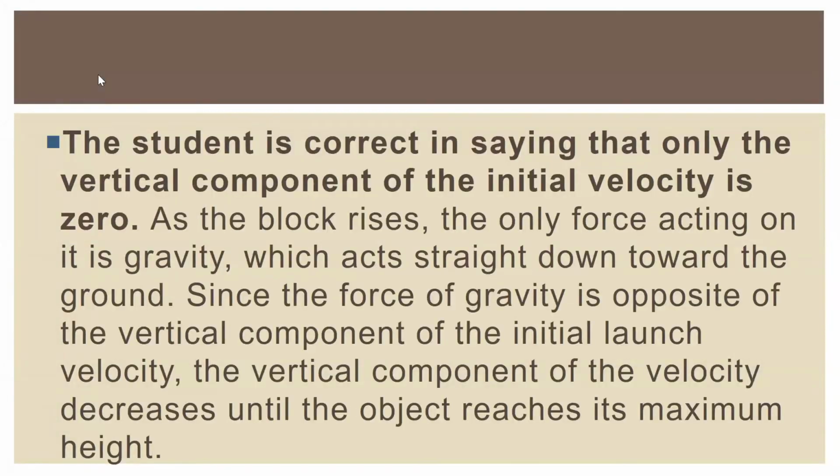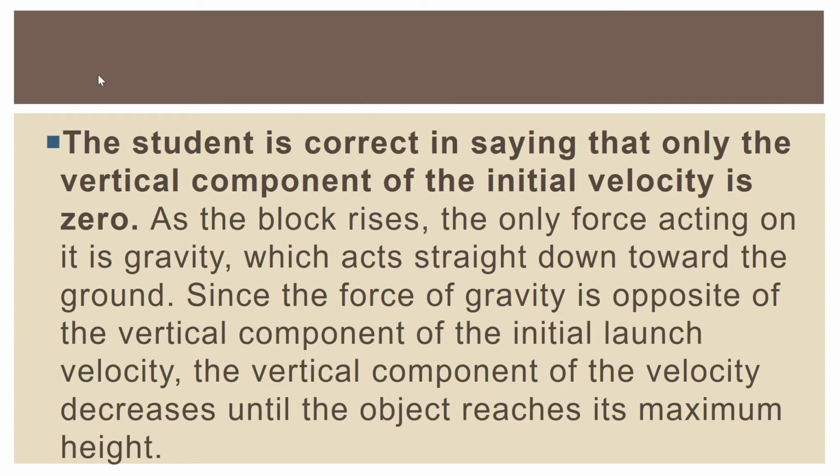The first part. The student is correct in saying that only the vertical component of the initial velocity is 0, right? We already sort of talked about this, but as the block rises, the only force acting on it is gravity, which acts straight down toward the ground. Since the force of gravity is opposite the vertical component of the initial launch velocity, the vertical component of the velocity decreases until the object reaches its maximum height. That's an important thing to realize here. These things being fired at an angle, only one component goes to 0.